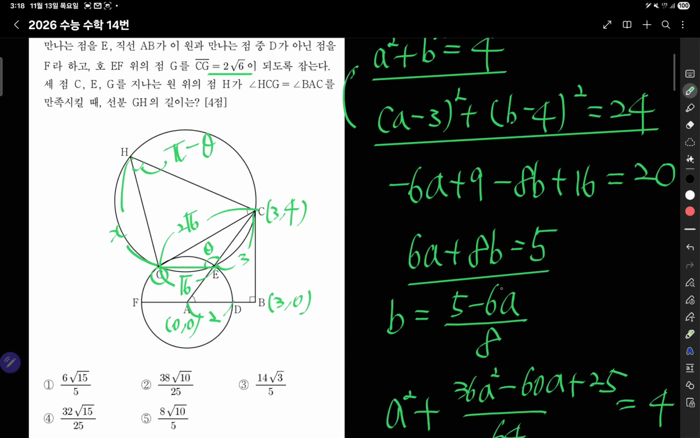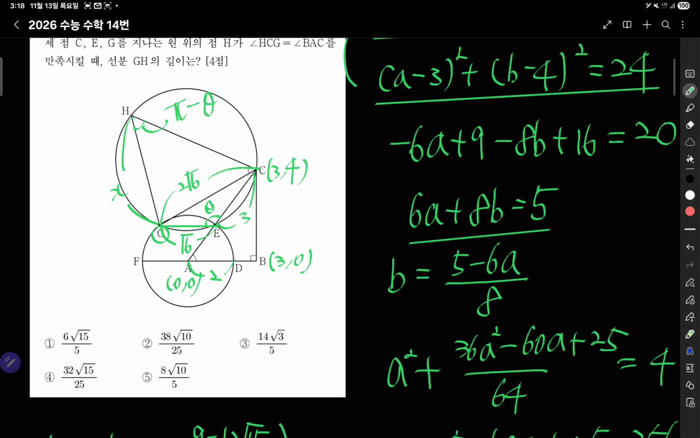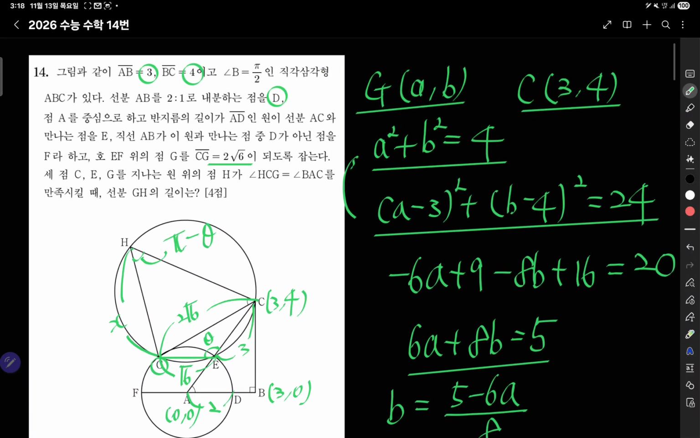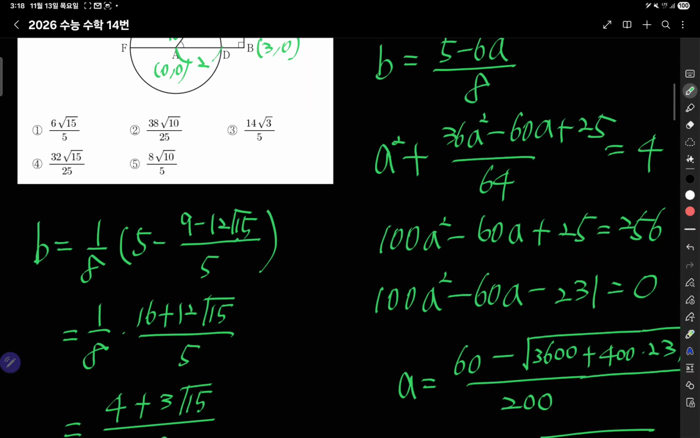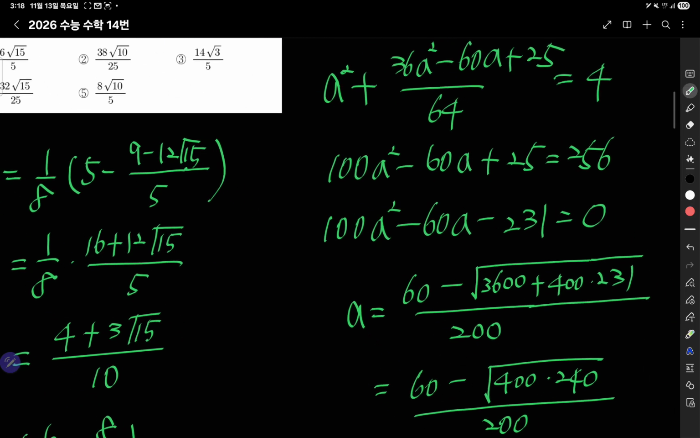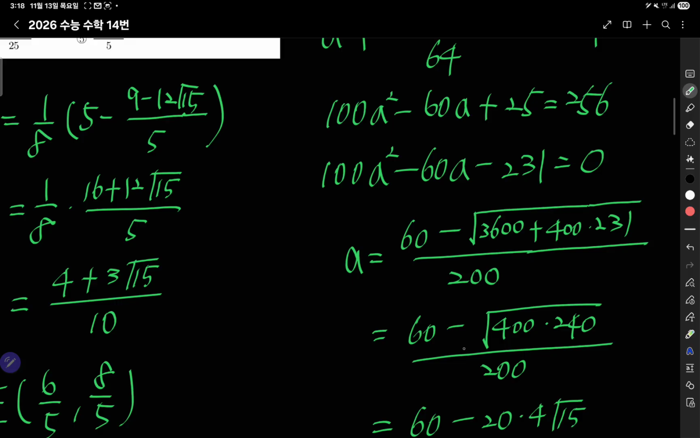And then we are going to put this back into the original equation, A squared plus this B squared is equal to 4. And then multiply 64 to remove the denominator. And then using quadratic formula, we get the value of A.